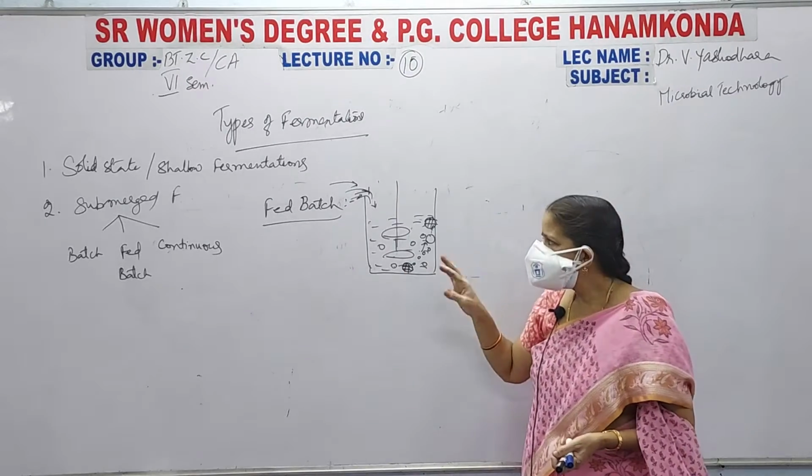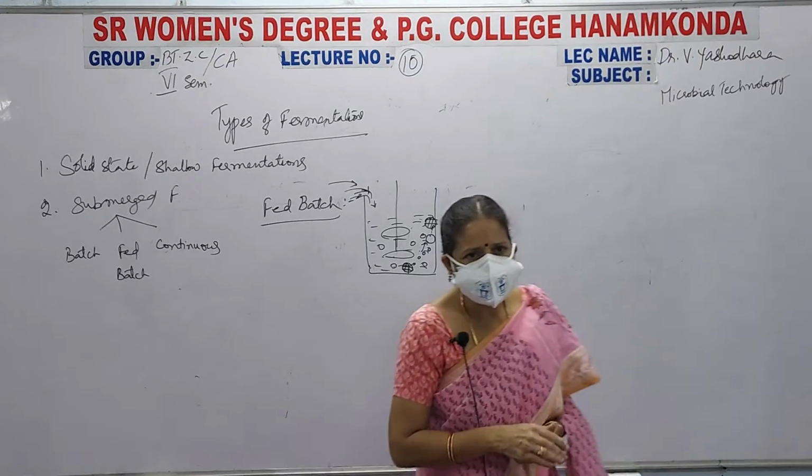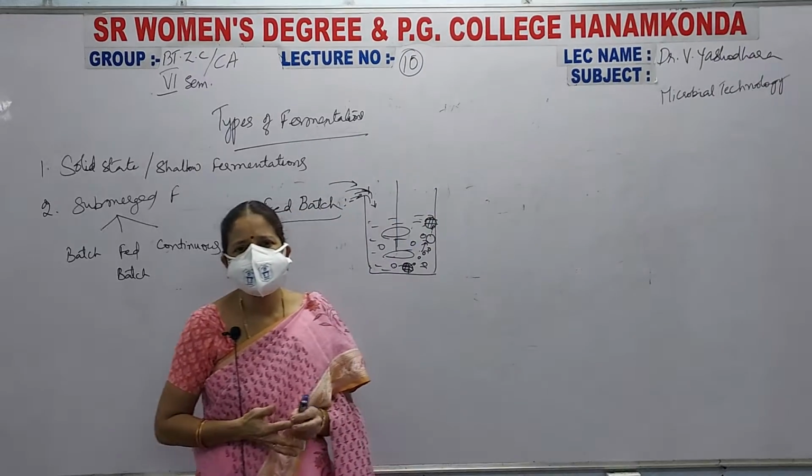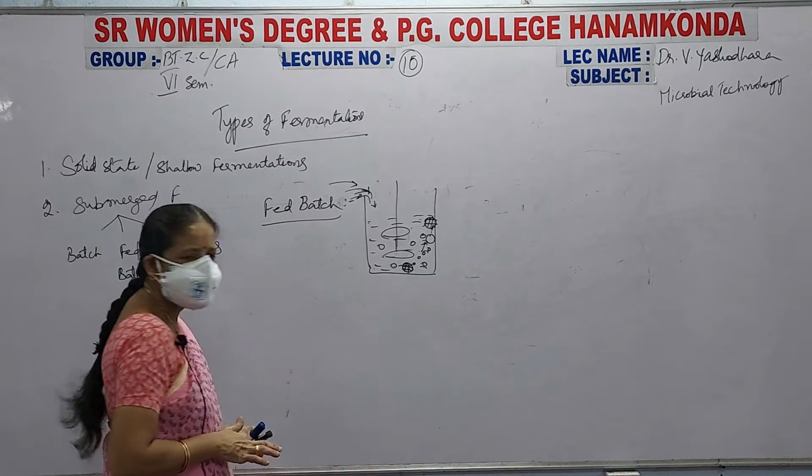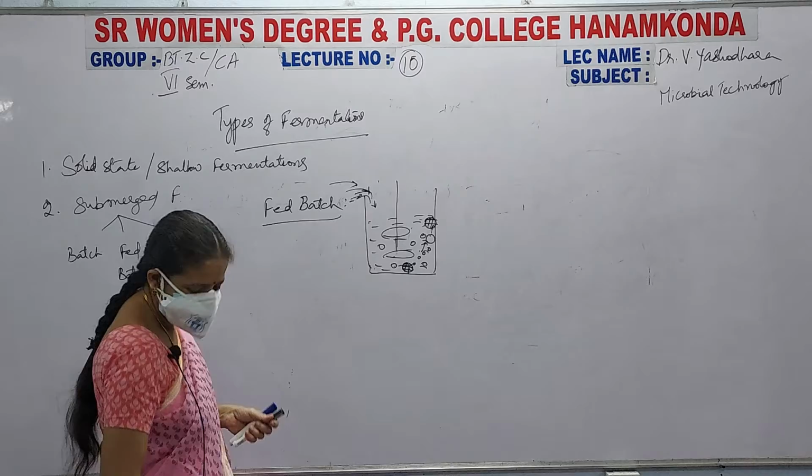Second one is the nutrients are added in such a manner that they should not become toxic to the cells. This is about your fed batch culture. Okay, coming to the continuous culture.